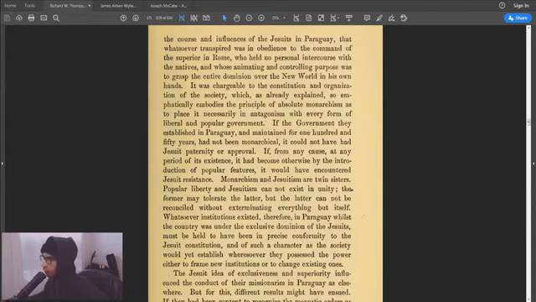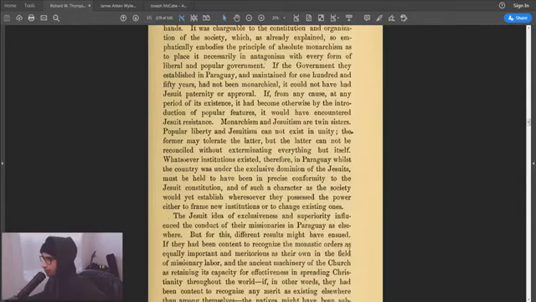Whatsoever institutions existed, therefore, in Paraguay, whilst the country was under the exclusive dominion of the Jesuits, must be held to have been in precise conformity to the Jesuit constitution and of such a character as the society would yet establish wheresoever they possessed the power either to frame new institutions or to change existing ones. The Jesuit idea of exclusiveness and superiority influenced the conduct of their missionaries in Paraguay as elsewhere. But for this, different results might have ensued.